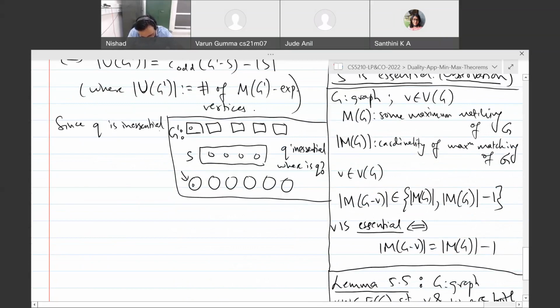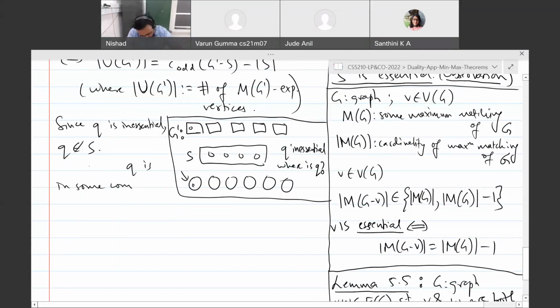Q does not belong to the barrier. Note that Q is in some component. Well, it implies that Q is in some component of G prime minus S.